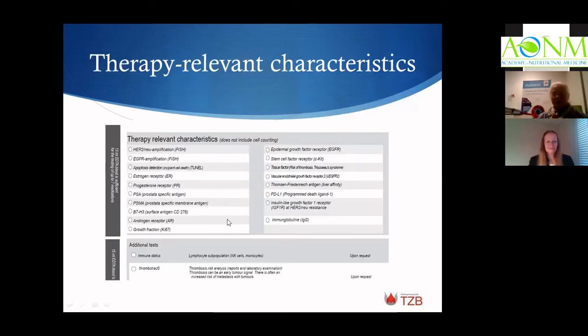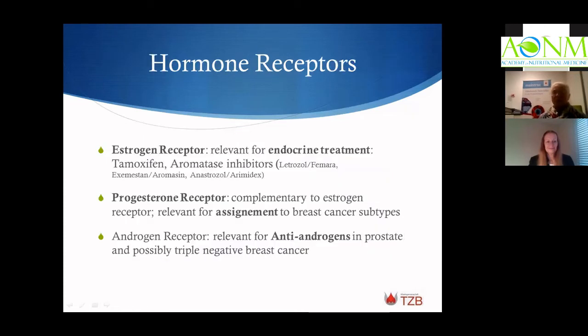We have different typical characteristics. Some of them are the hormone receptors and growth factor receptors, and I'll go through it now. So, hormone receptor. The estrogen receptor is very much important if the patient is supposed to be treated with endocrine treatment. I here mentioned just the conventional endocrine substances, but there are also natural substances available which you might consider.